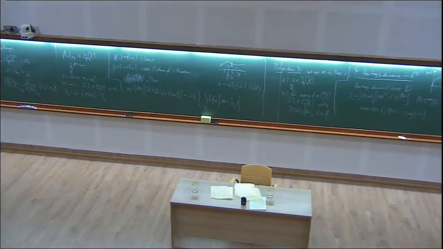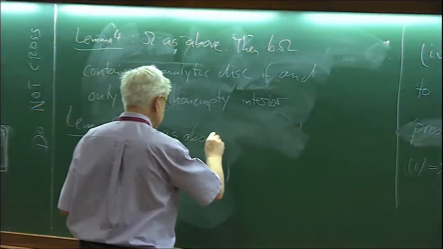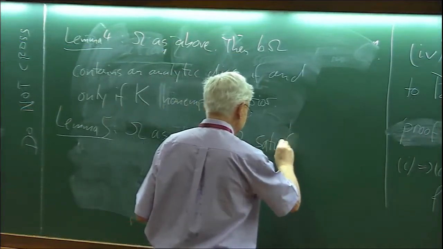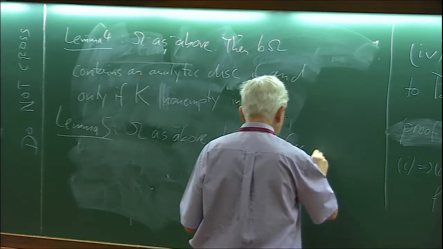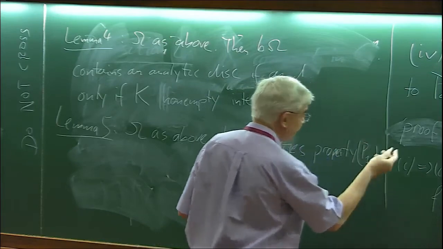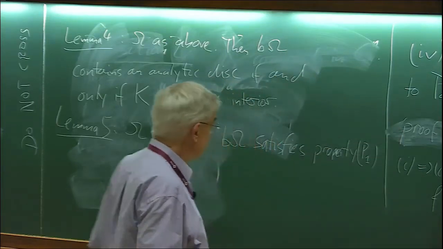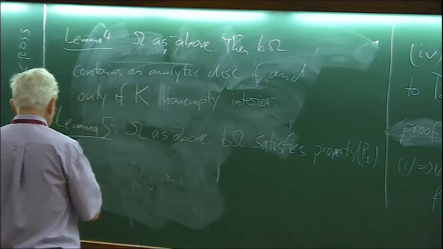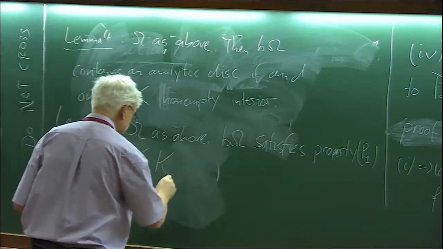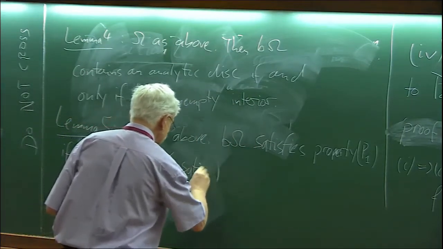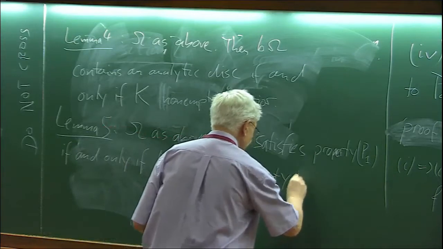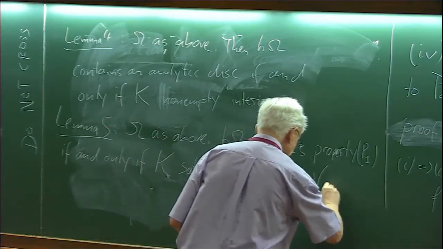So omega is again as above. B omega satisfies property P1. Note we're in C2, so there are no higher Q's. Property P1 if and only if K satisfies property P1 in the complex plane.